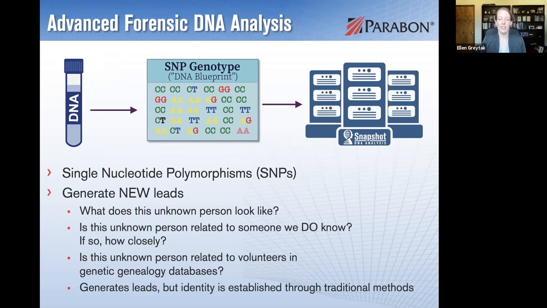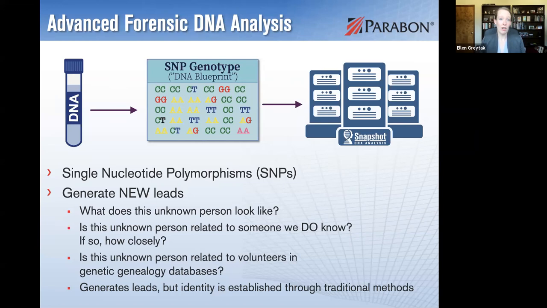Instead of that fingerprint, we're looking at what we call a DNA blueprint, which are called SNPs, single nucleotide polymorphisms. And the goal here is to analyze the DNA, again, from a crime scene or unidentified remains and try to generate new information, not just is this a person we've already identified, but rather, can we predict what this person looks like, who their family members are? Can we try to figure out who they are from the DNA?